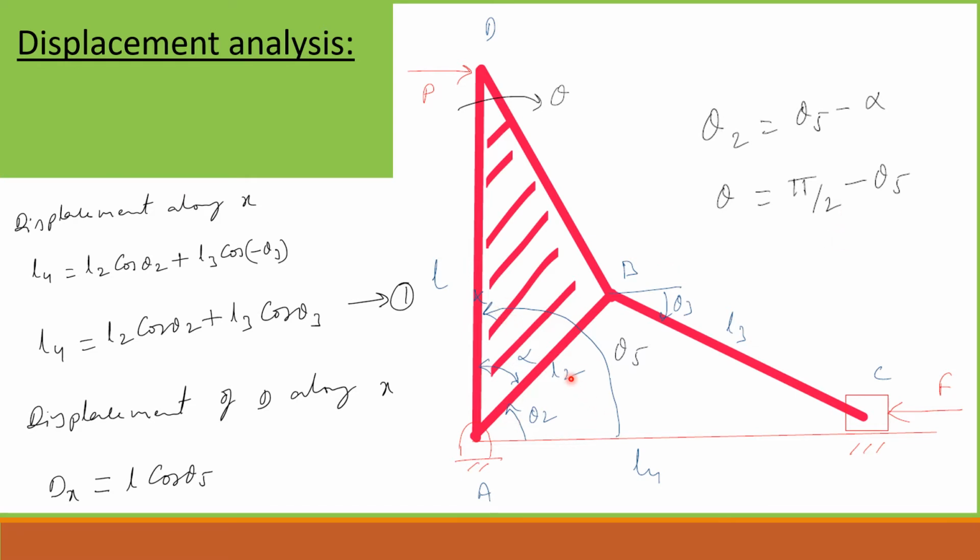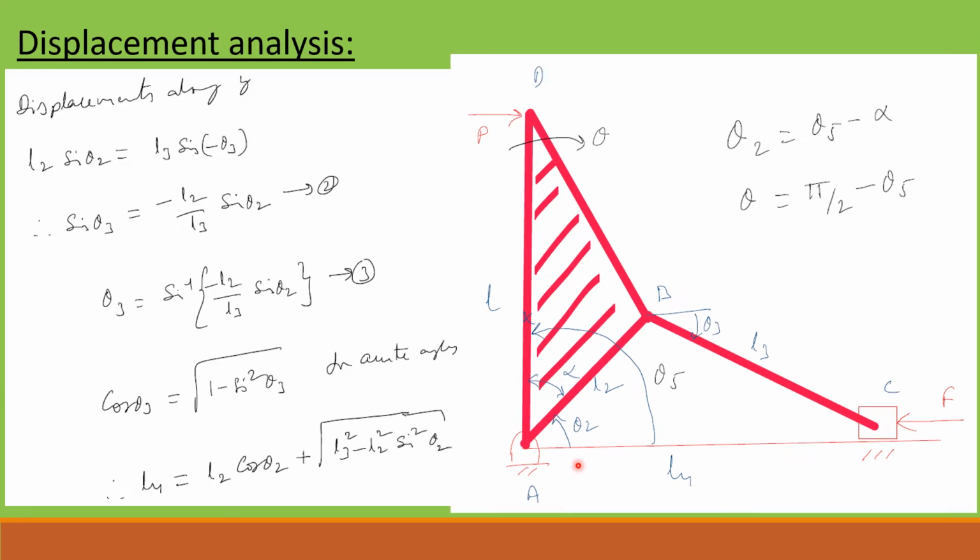So let us derive the equations. Displacements along the x-axis can be written as L4 equal to L2 cos theta 2 plus L3 cos minus theta 3. Here theta 3 is taken negative because it is clockwise, and theta 2 is positive because it is counterclockwise. So from this we get L4 equal to L2 cos theta 2 plus L3 cos theta 3. Let us call that equation 1. The displacement of point D along x can be written as dx equal to L5 cos theta 5.